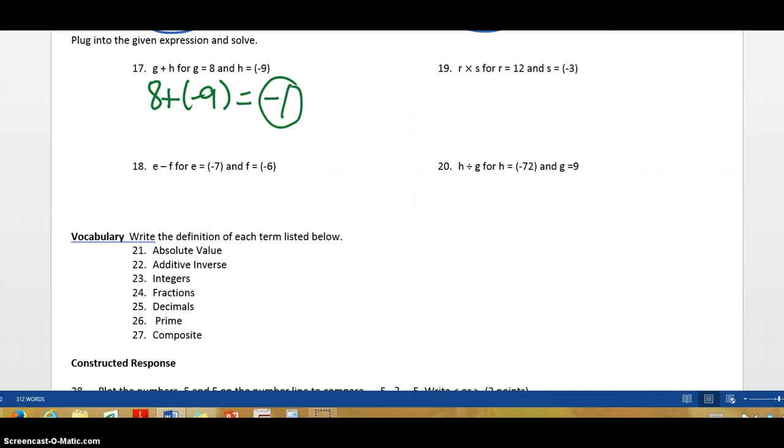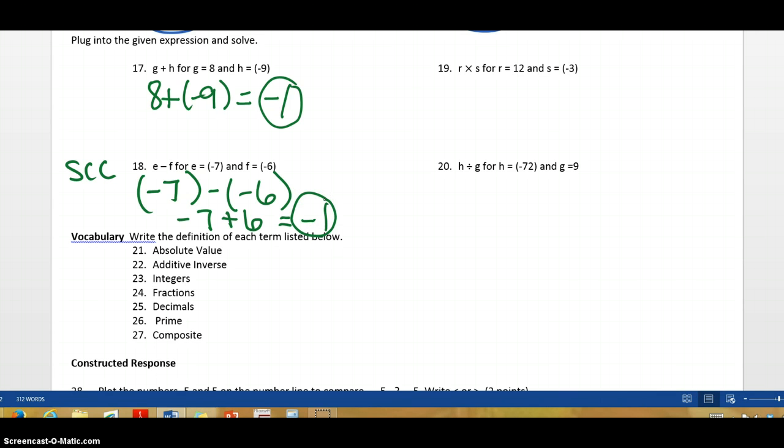We're doing the same thing for 18, 19, and 20. For 18, we have e minus f. Our e is a negative 7 minus our f, which is a negative 6. Now I'm going to use stay, change for this since I am subtracting a negative. So stay, change. I'll end up with a negative 7 plus a positive 6. Again, I'm going to look to see if I have more negatives than I do positives. And in this case, I do have more negatives, so our answer will be a negative. The difference between 6 and 7 is just 1, so again, we have a negative 1 for our answer.